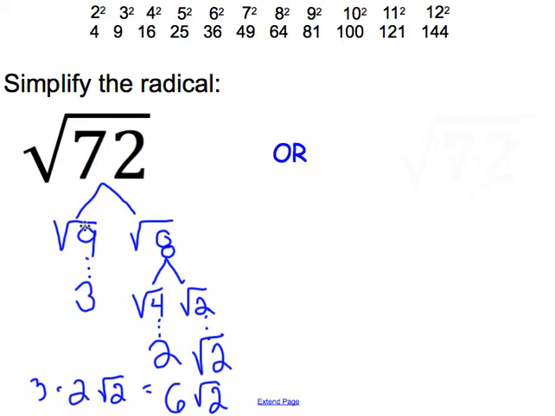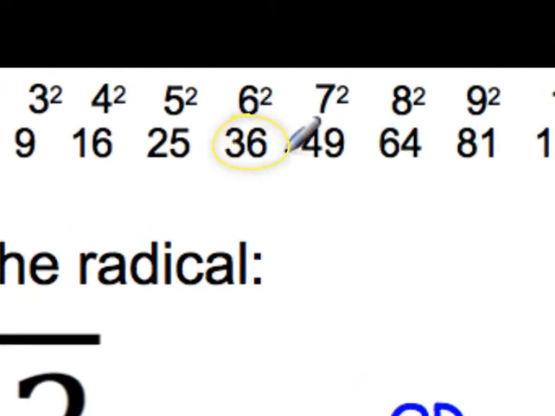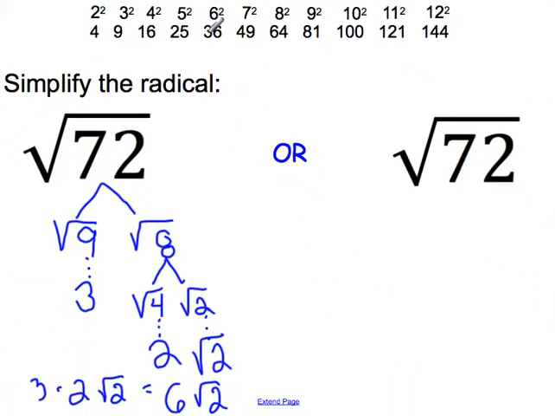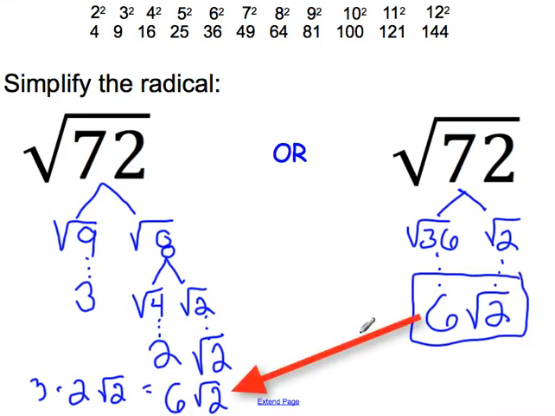Square root of 9 is not the only perfect square that goes into 72. So I'm going to show you a shorter way of getting the answer. If you pick the largest perfect square that divides evenly into 72, you will have fewer steps. So 72 is divisible by the square root of 36, and that goes in square root of 2 times. Square root of 36 is 6. Square root of 2 is simplified. And there's your final answer. Same answer, fewer steps.